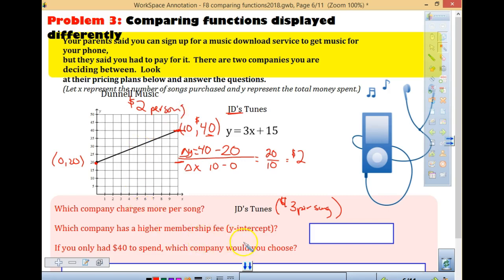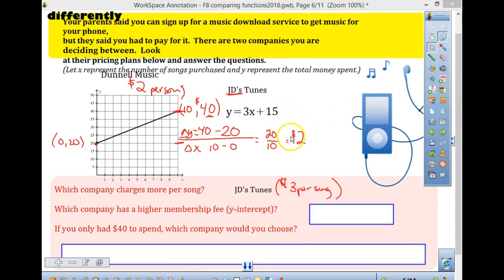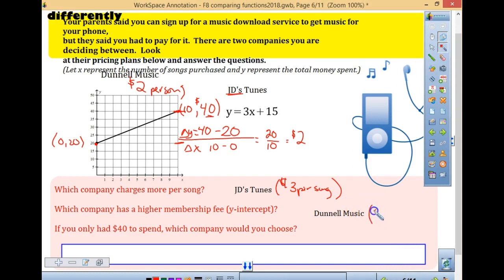So it says which company has a higher membership initial fee, if we are looking at how much we have to pay up front for each company. In this case, which one charges more? Should be Danelle's. And if I asked you why, we would say that $20 is more than JD's, which was $15. This was their initial fee.